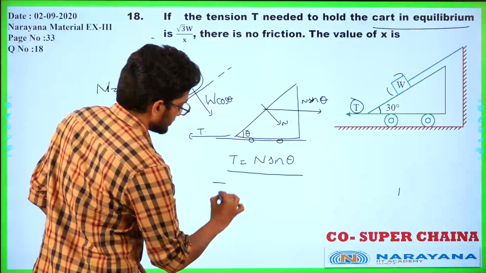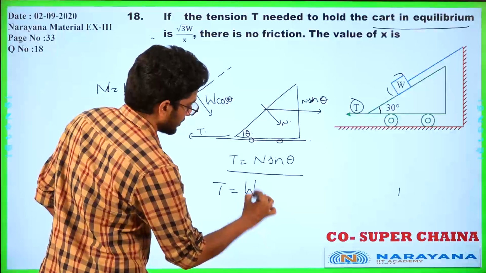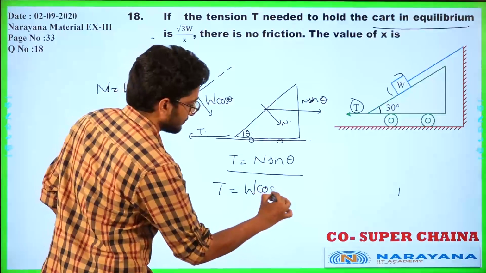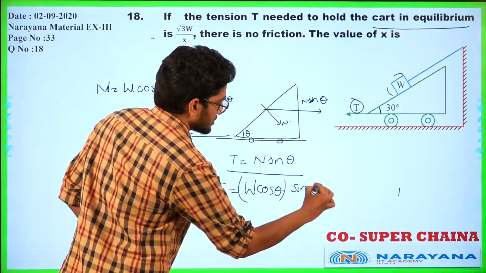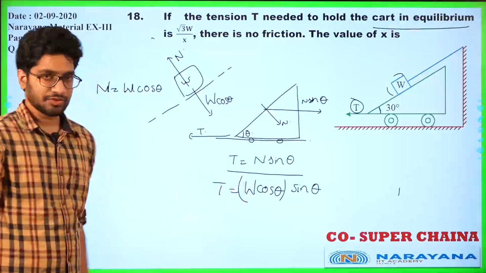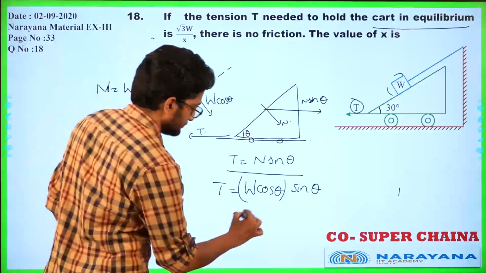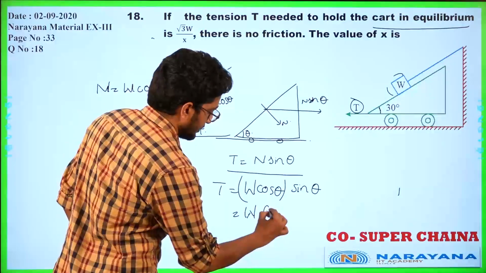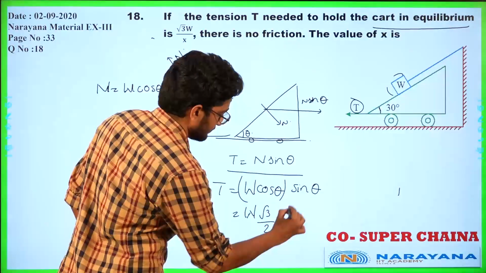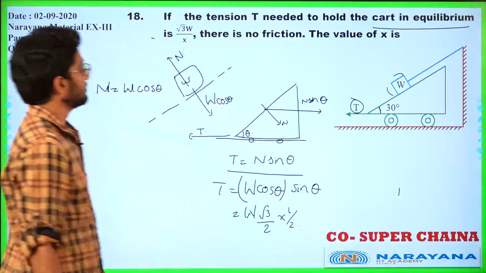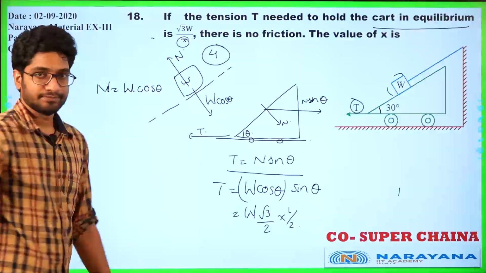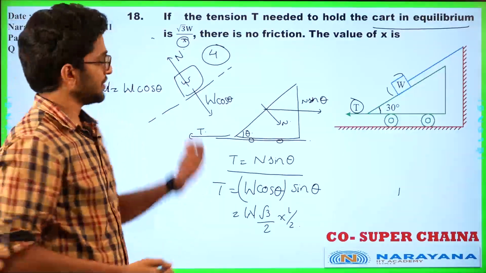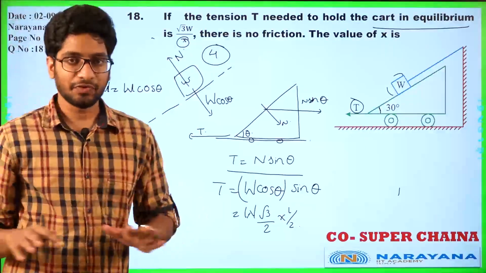So what do I get? Tension is N sin theta, which is W cos theta into sin theta. Theta is given as 30 degrees, so we can substitute it. Cos 30 is root 3 by 2 and sin 30 is half. So W root 3 by 4. So this X value is 4. Again, it's a pretty simple question. As soon as you see equilibrium, just equate the forces.